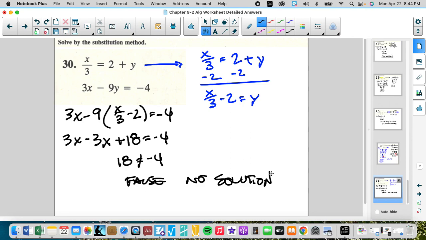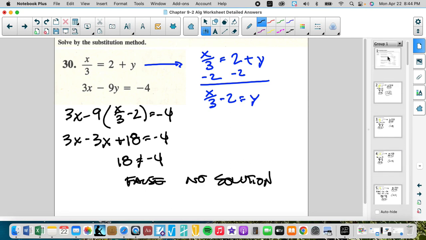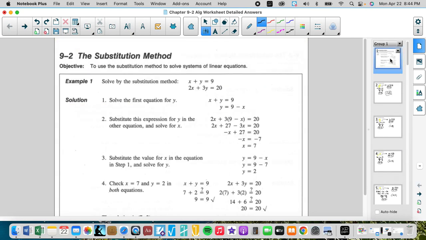All right. So lots of fun stuff. This is called the substitution method. We saw some of the things that we are shooting to achieve in it. We want to isolate for one of the variables, then we want to substitute it into the other equation and simplify, and then replug it in to find the other value. Good luck.